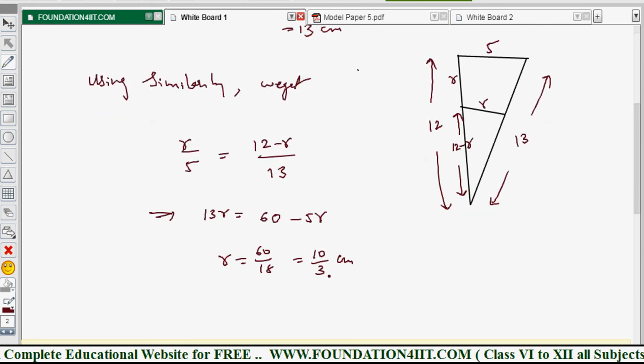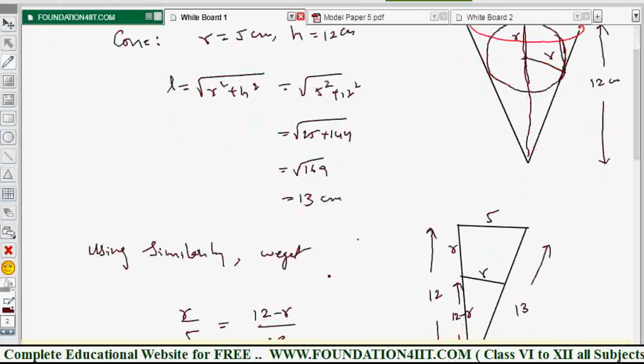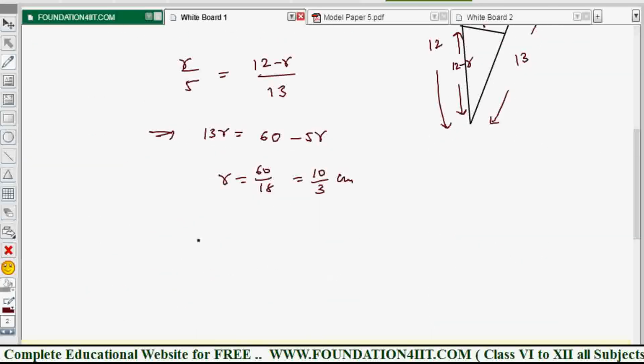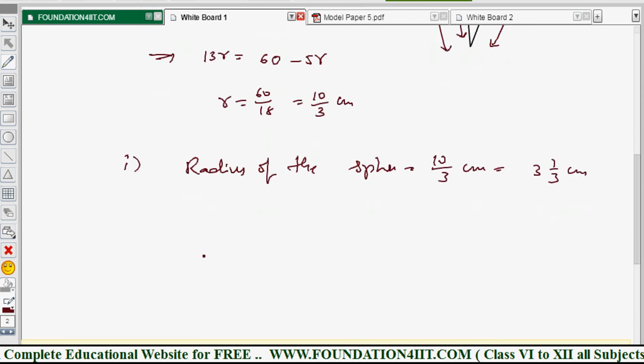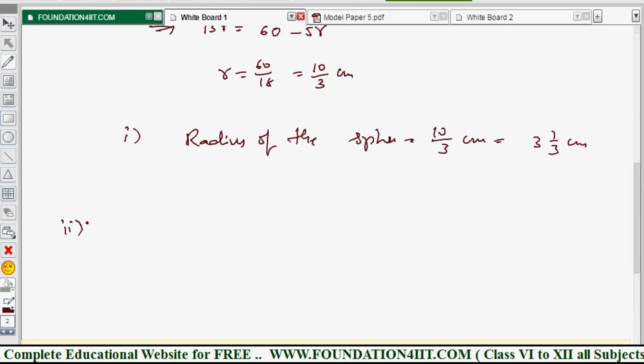So the radius of the sphere, because R is what I have taken as the radius of the sphere. So the first answer, radius of the sphere, we got is 10 by 3 centimeters. And now you can take the ratio of the volumes. So volume of the sphere by volume of the cone. The second part is the ratio they asked, so volume of the sphere by volume of the cone.